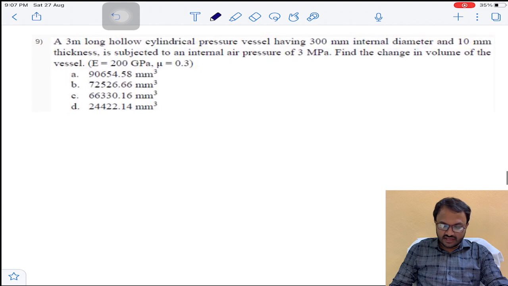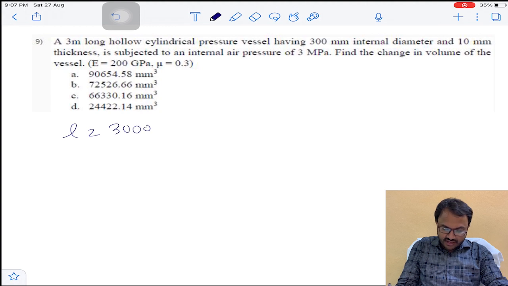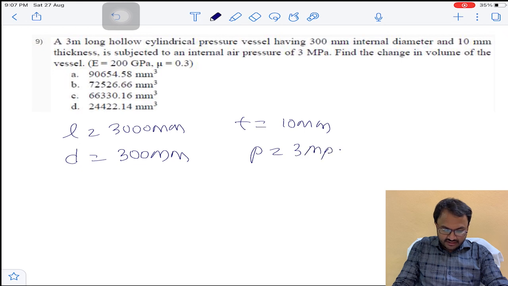Approximately it is option D for question number 8. Now coming to question number 9. He has given length L is equal to 3000 mm, thickness T is equal to 10 mm, diameter D is equal to 300 mm, and pressure P is equal to 3 MPa. Modulus of elasticity is 2 into 10 power 5 and mu is equal to 0.3.